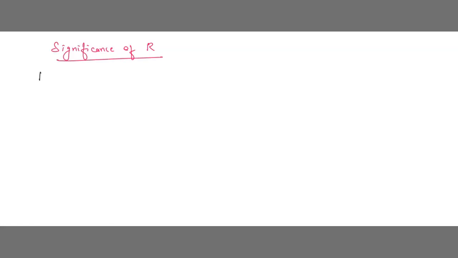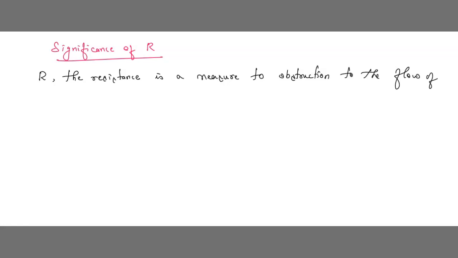So what is the significance of R? See, children, R is nothing but the resistance, a measure to obstruction to the flow of current. So what is the significance of R? The resistance is a measure to obstruction to the flow of current.